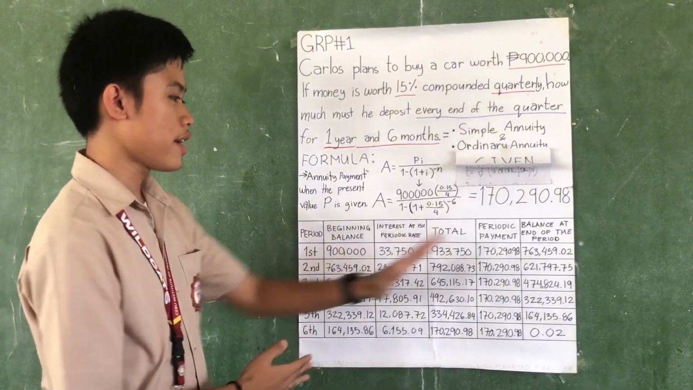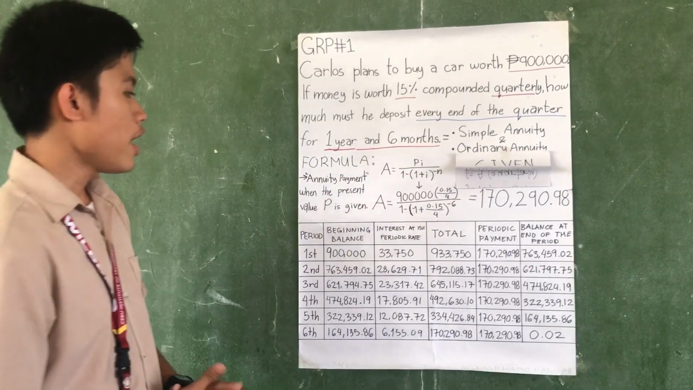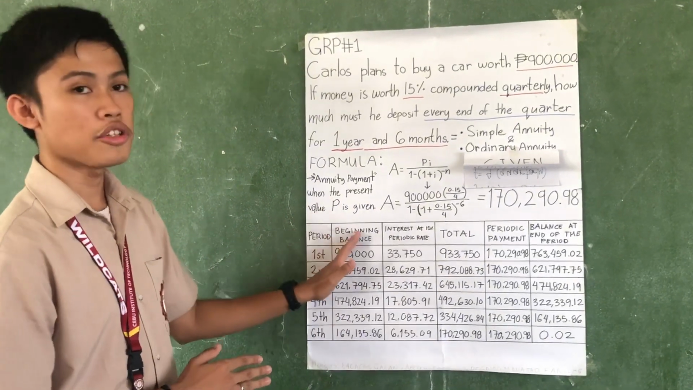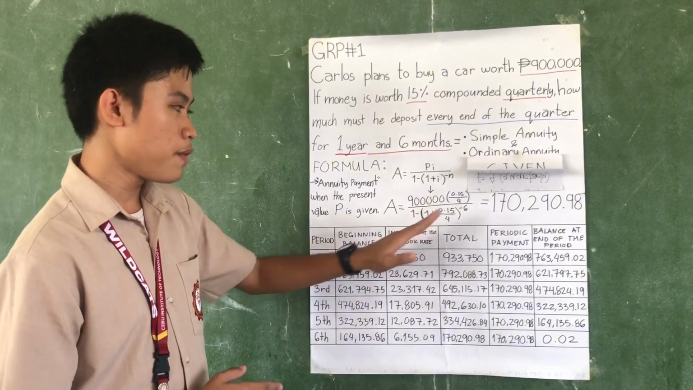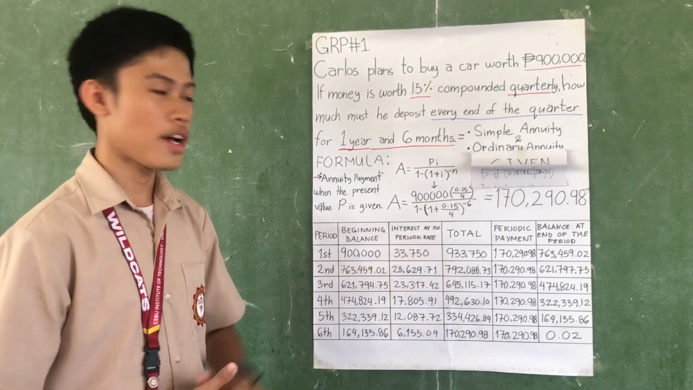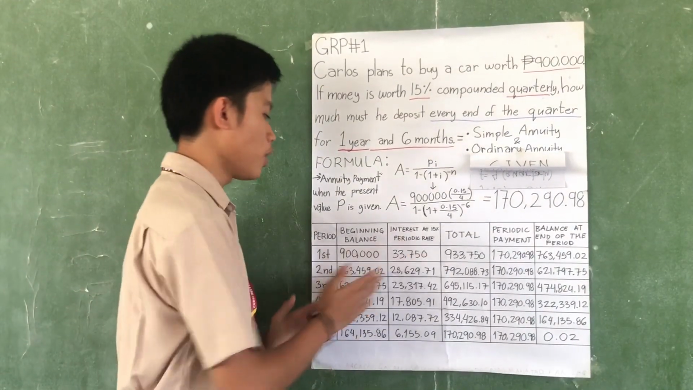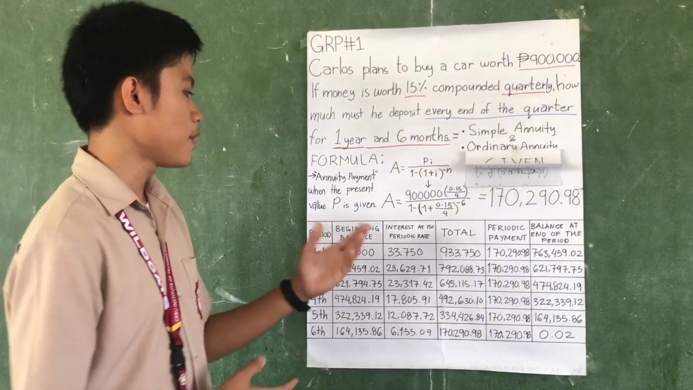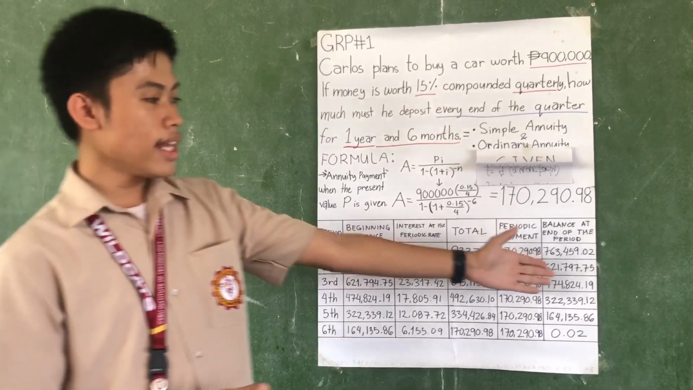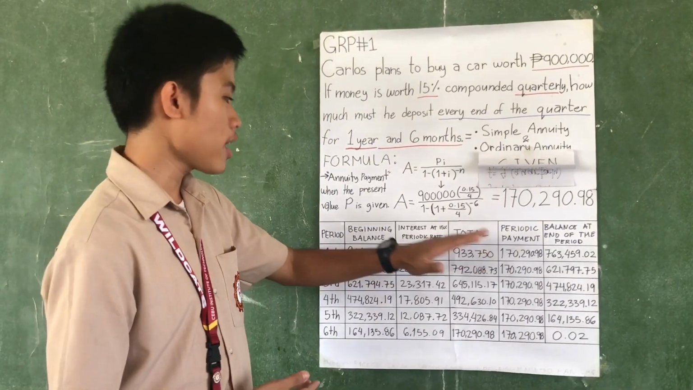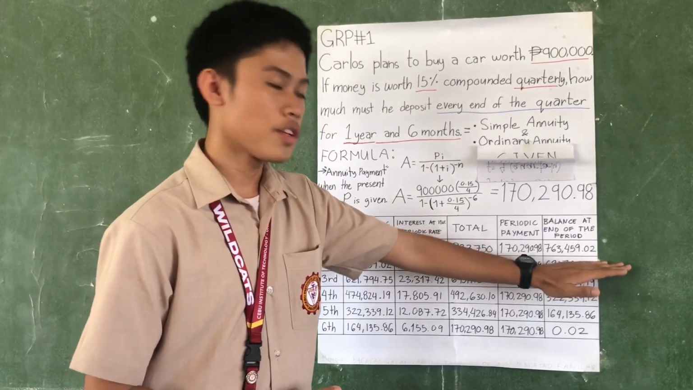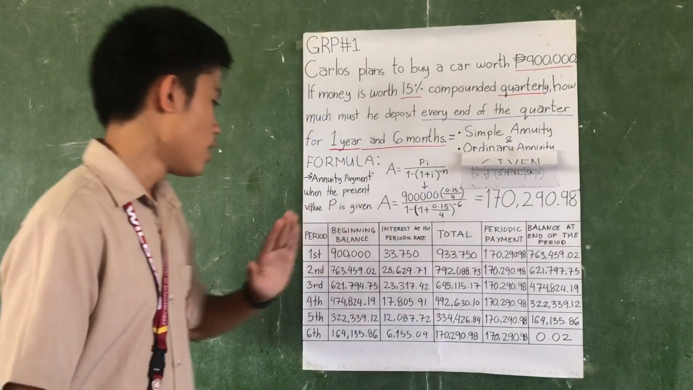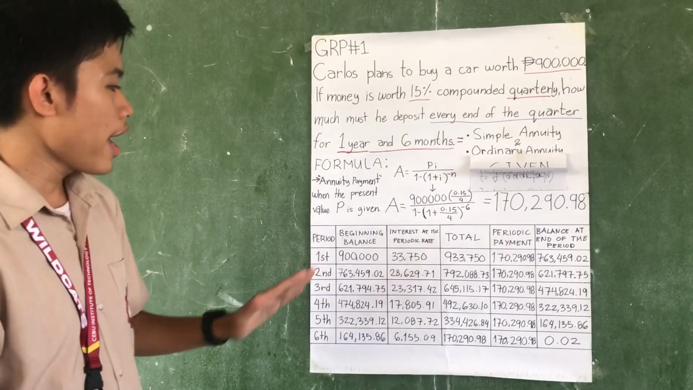Start off with the beginning balance and periodic payment. This is already given. To get the interest, we multiply 900,000 by 0.15 over 4 in order to get 33,750. Then to get the total, we add both the beginning balance and the interest for us to get 933,750. Now, to get the balance at the end of the period, we simply subtract the periodic payment from the total for us to get 763,459.02. We now place this over at the second period as the beginning balance and do the same process.